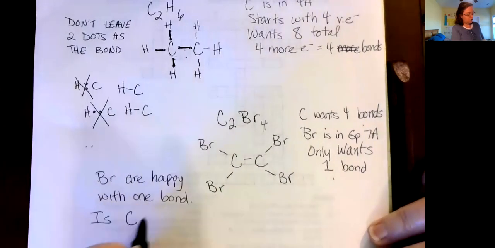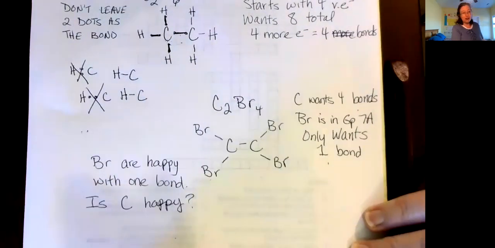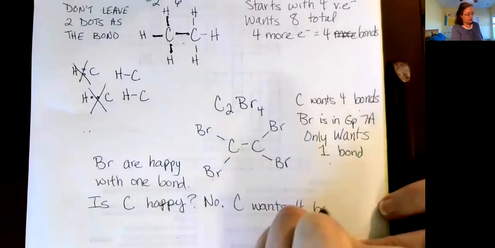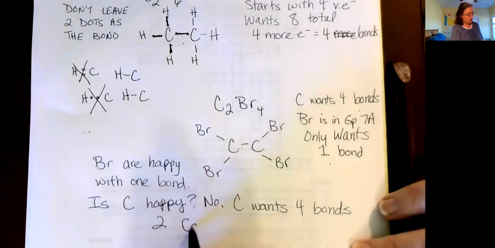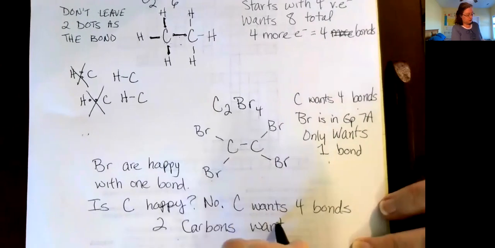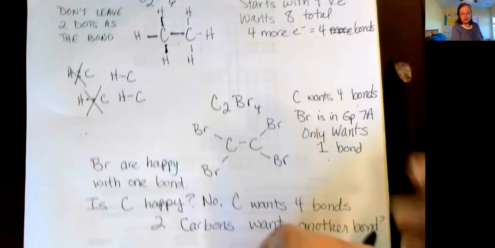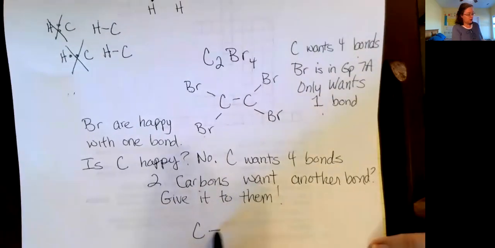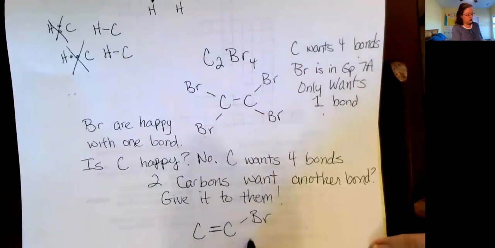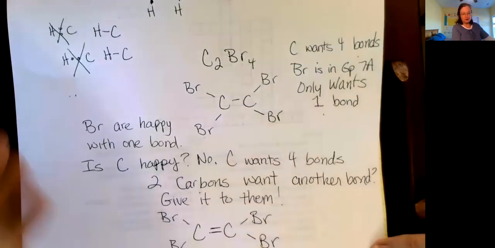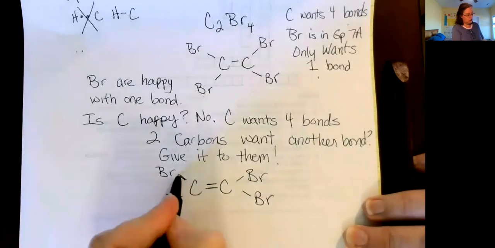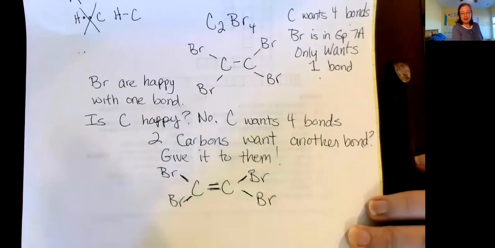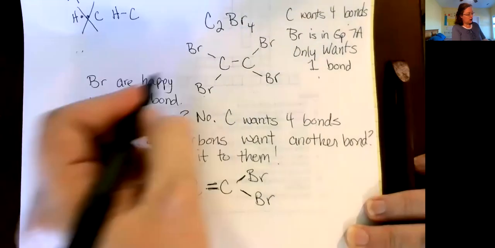Is carbon happy? Not with just 3 bonds, no. C wants 4 bonds. Well, 2 carbons want another bond. Let's give it to them. So here we go. Instead of a single bond, we're going to put a double bond, and then we'll still do our single bonds to each of the bromine atoms. 2, 4, 6, 8. 2, 4, 6, 8. Those carbons are happy now. The bromine are happy with 1 bond, that's right.